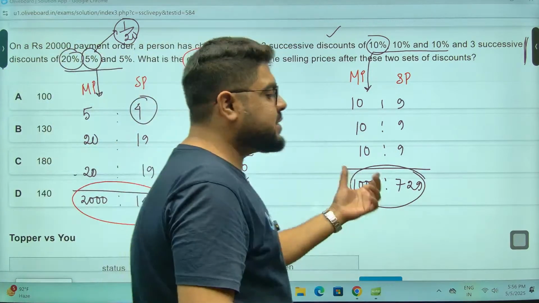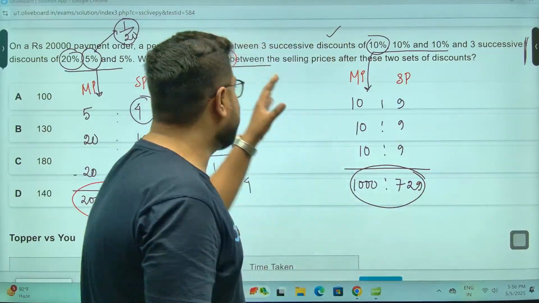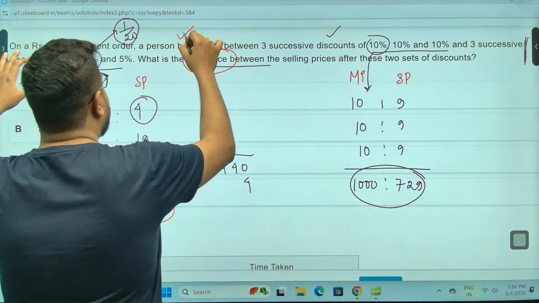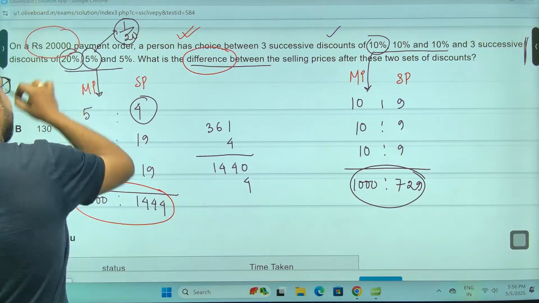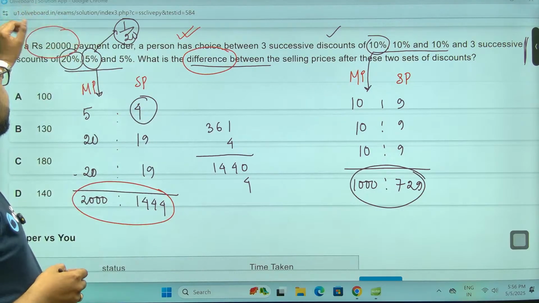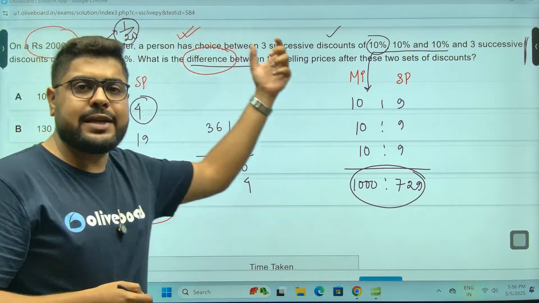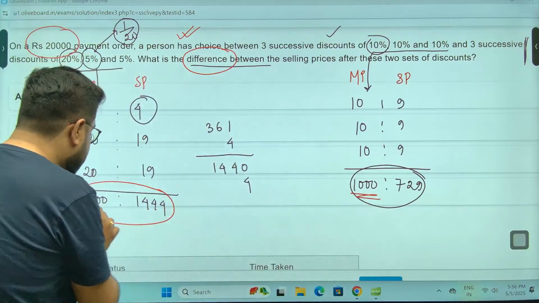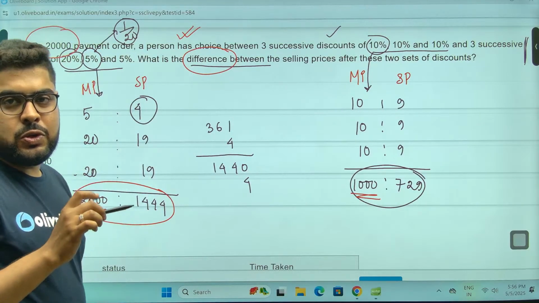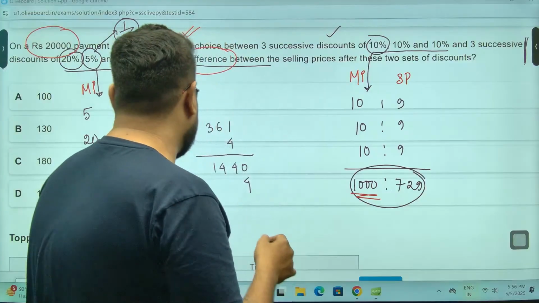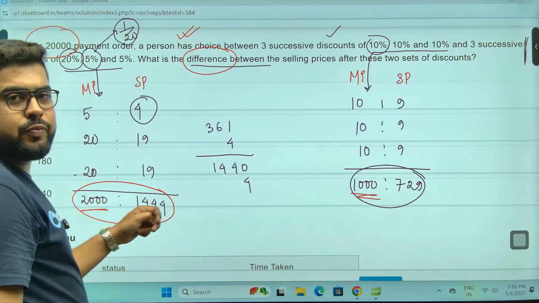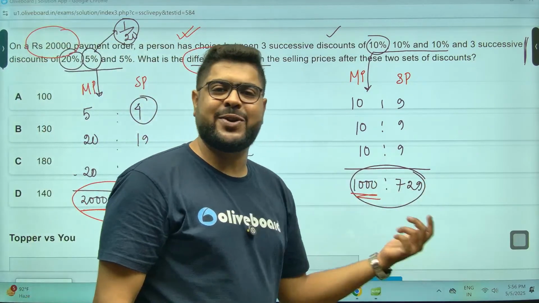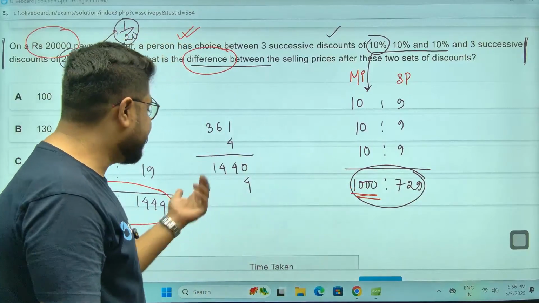So if you are using this technique, we are figuring out the MP. The MP is the same, the order total is 20,000. So MP must be equal. Here MP is 1000, so here also I must make MP 1000. I can do it in 2 methods. Either I can divide this ratio by 2 or multiply this ratio by 2, whichever works. But again, the division is better, sir.